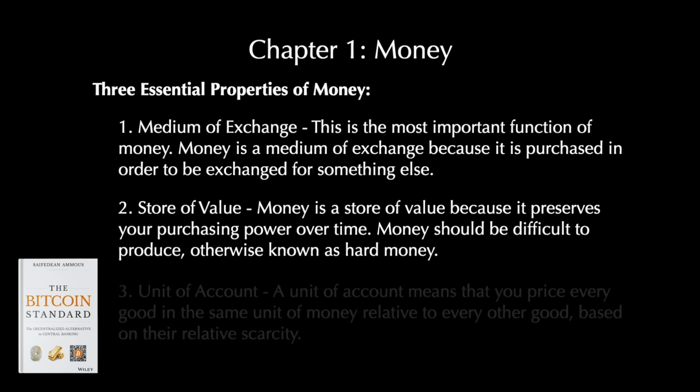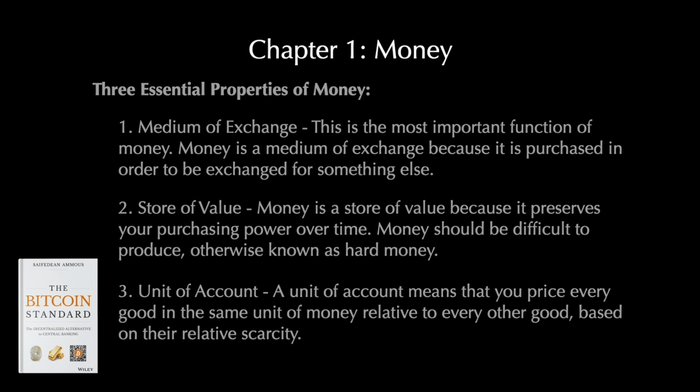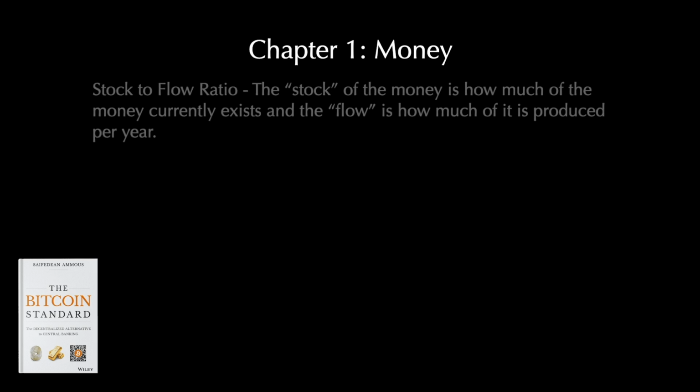The third essential property of money is a unit of account. A unit of account means that you price every good in the same unit of money relative to every other good, based on their relative scarcity. Money is the unit of account because everything is priced in money, not in terms of other goods, which would get extremely complicated. A good measure of the hardness of money is its stock-to-flow ratio.